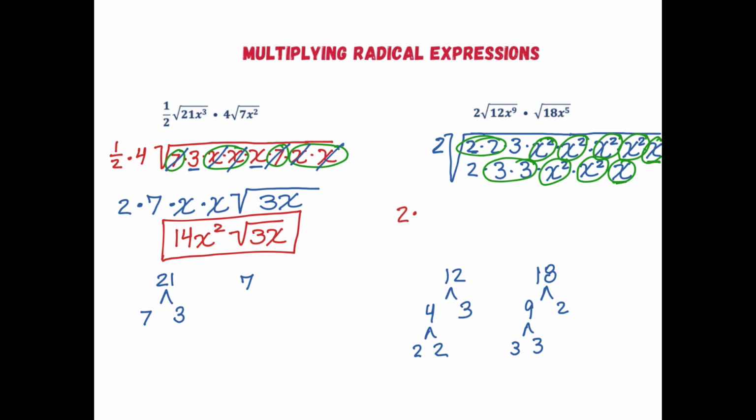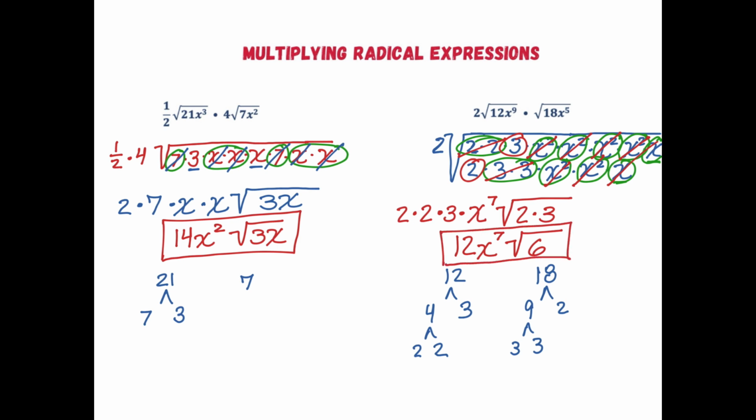So we already have 1, 2 out there. And then we have another pair of 2's, a pair of 3's, and then 1, 2, 3, 4, 5, 6, 7 pairs of x's. So that would be x to the 7th power, representing how many perfect pairs we had. Now what's left over? 2 and 3. So our final answer, 2 times 2 is 4, times 3 is 12, x to the 7th times the square root of 6. That is our final answer.